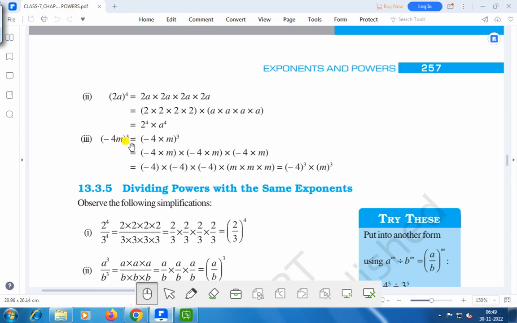Minus 4m to the power 3. That is (minus 4m) to the power 3. Minus 4 into m, minus 4 into m, minus 4 into m. Or you get minus 4 to the power 3, m to the power 3.